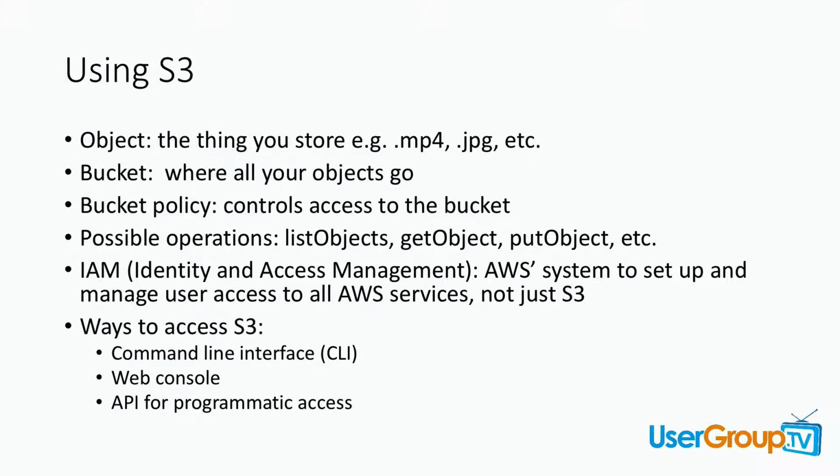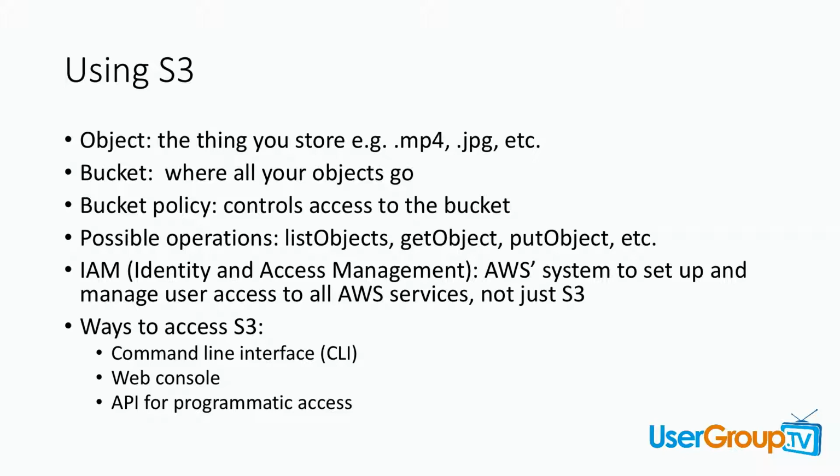To control access to the bucket, you have something called a bucket policy, a statement where you outline the operations you're going to allow in the bucket, and the specific people who are allowed to access it. AWS also has a separate identity and access management system, abbreviated IAM, and it's good to have a grasp of IAM because it's useful for all the services you use from Amazon.